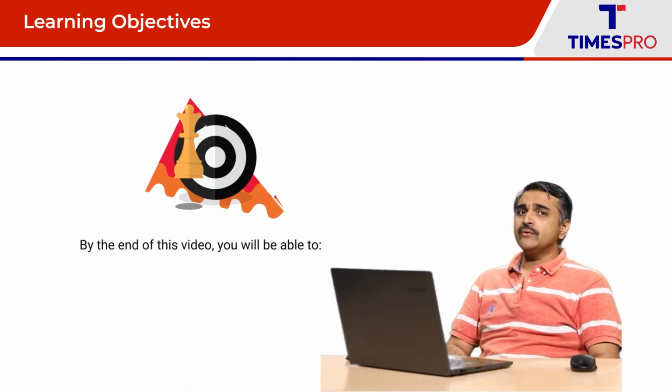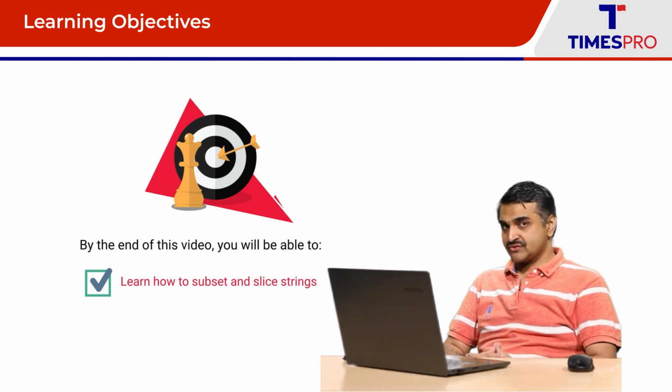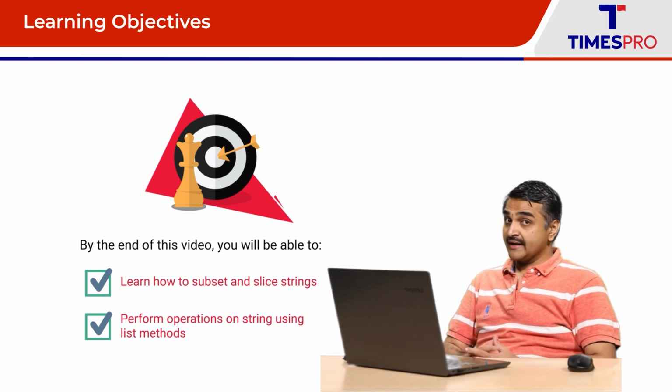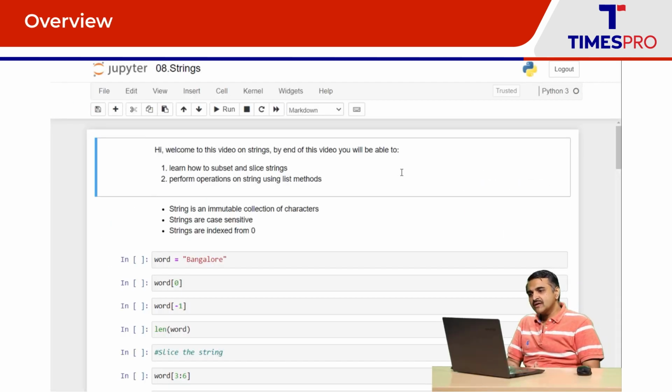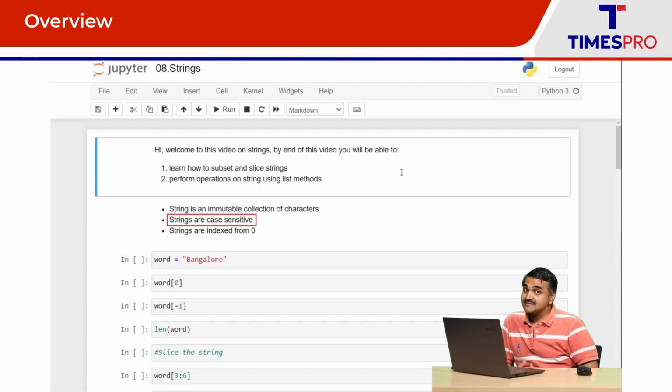By the end of this video, you will be able to learn how to subset and slice strings. You will as well be able to perform some operations by using list methods. So what are strings? Strings is an immutable collection of characters. Strings are case sensitive and strings are indexed from 0.